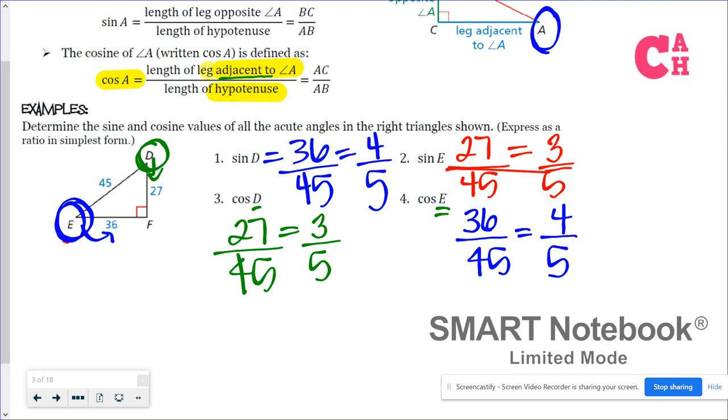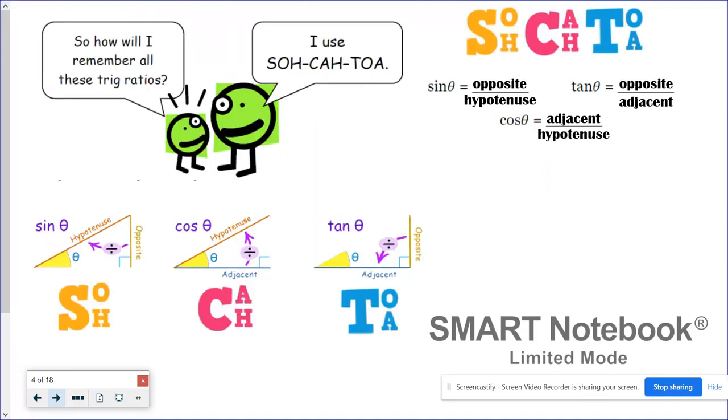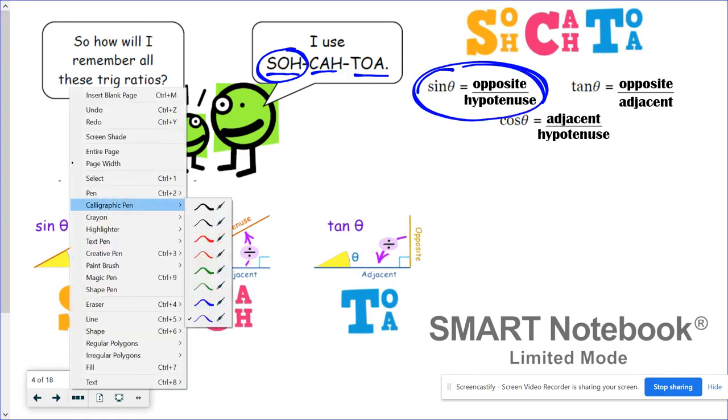And you're probably thinking, how am I going to remember these? This has been around for a long time because this is what I was taught too. It's pronounced SOHCAHTOA. And the SO of SOHCAHTOA tells us that the sine is the opposite over the hypotenuse. So O is for opposite, H is for hypotenuse.